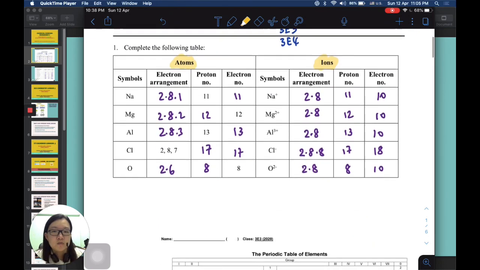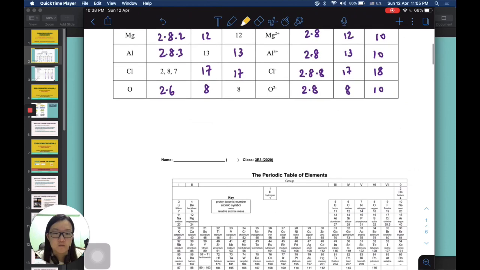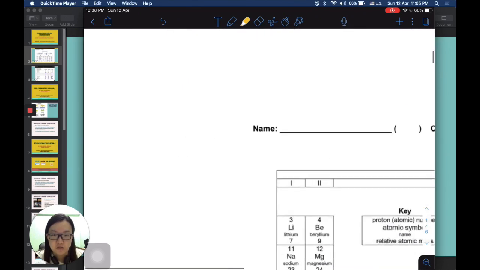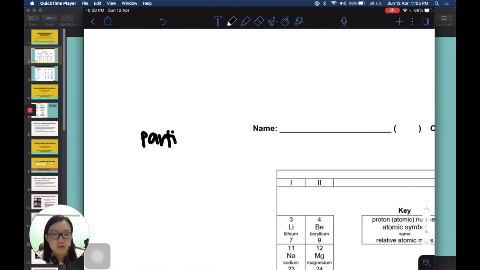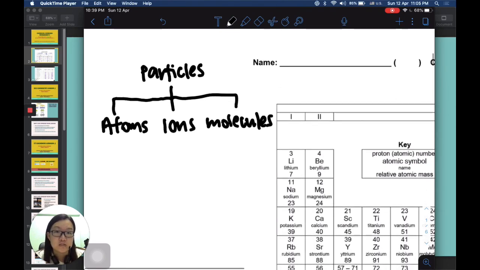Perhaps let me just take this opportunity to quickly remind you of what we have been talking about since the start of Sec 3, which is this term called particles. Particles is a very general term that could mean, more specifically, atoms, ions, as well as molecules. It's just like how science is a general term to refer to, let's say, chemistry, biology, and physics.